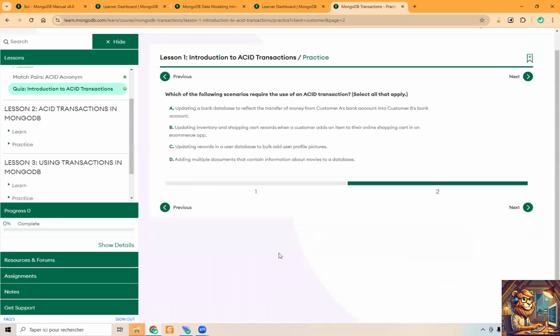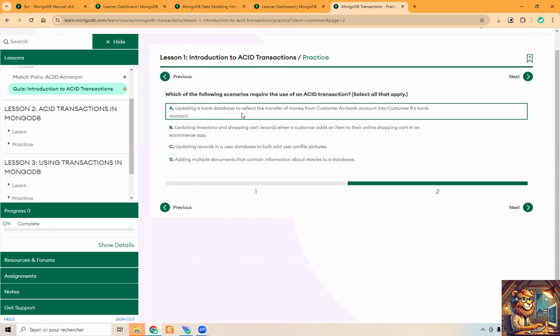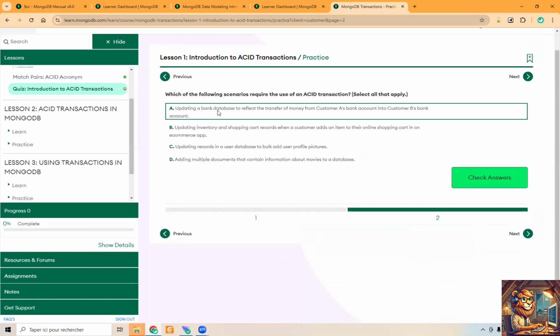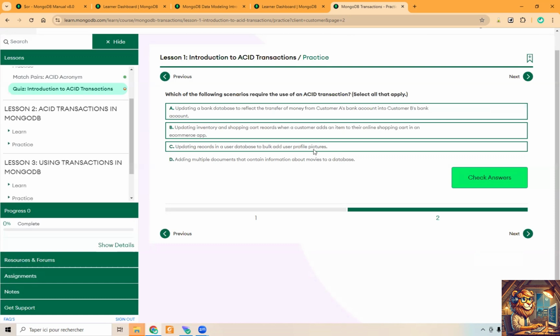But anyway, which of the following scenarios require the use of an ACID transaction? Updating a bank database to reflect the transfer of money from customer A's bank account into customer B's bank account. So definitely need that. That's the example they gave us. Updating inventory and shopping cart records when a customer adds an item to the online shop cart in an e-commerce app. Yeah, that's right. Because if one particular item is purchased, it needs to be taken out of the inventory. That makes sense.